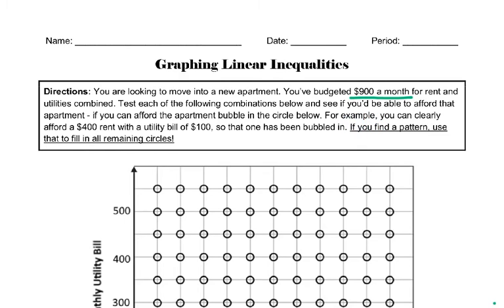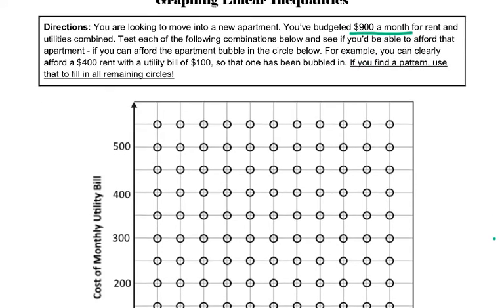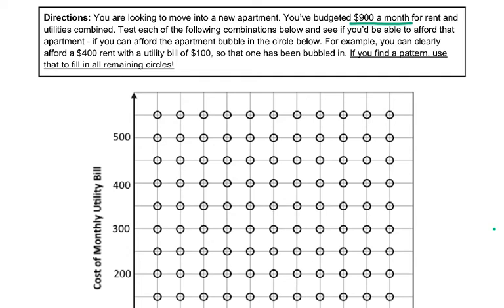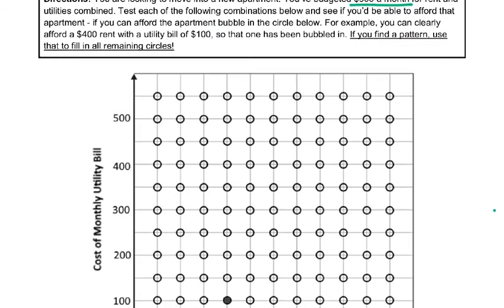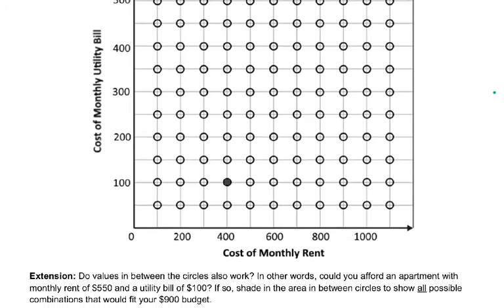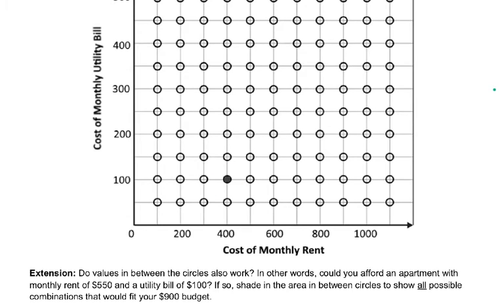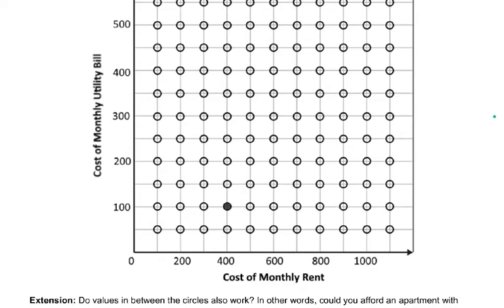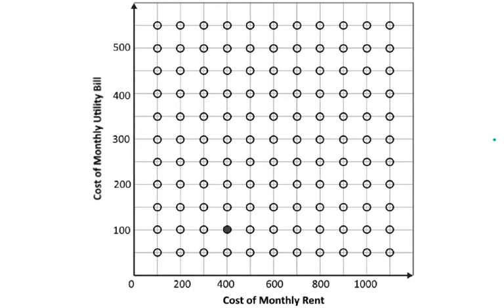For example, you can clearly afford a $400 rent with a utility bill of $100. So this one's already been bubbled in, and you'll see that one right here. So $400 for rent plus $100 for utilities is only $500. So definitely fits within our $900 budget. So what I want you to do now is fill in another circle that you think is possible.